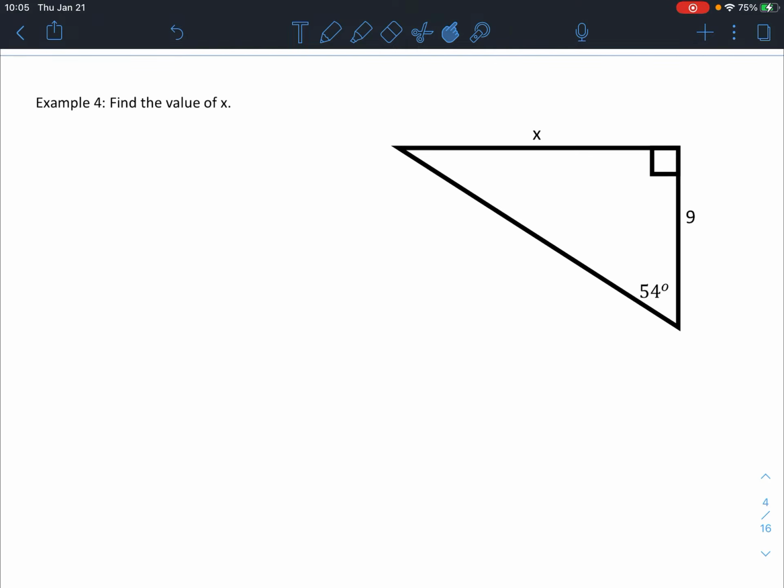Number 4, we're going to look at the angle again, 54. X is the opposite leg to 54. 9 is the adjacent leg to 54. Which one uses opposite and adjacent? That would be TOA, or tangent.